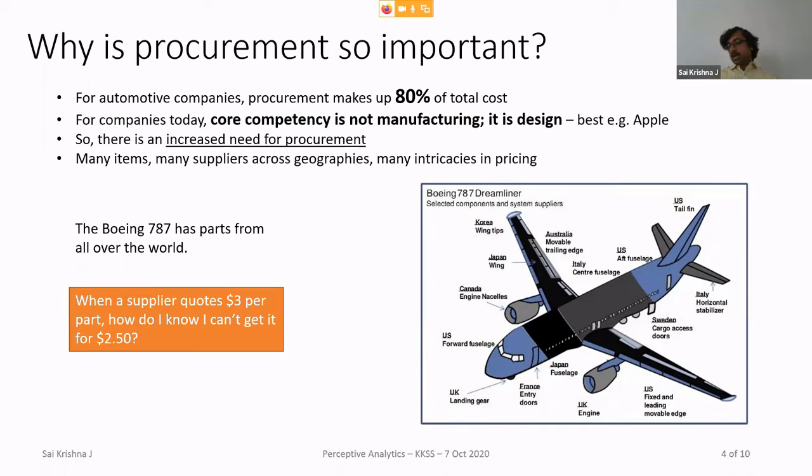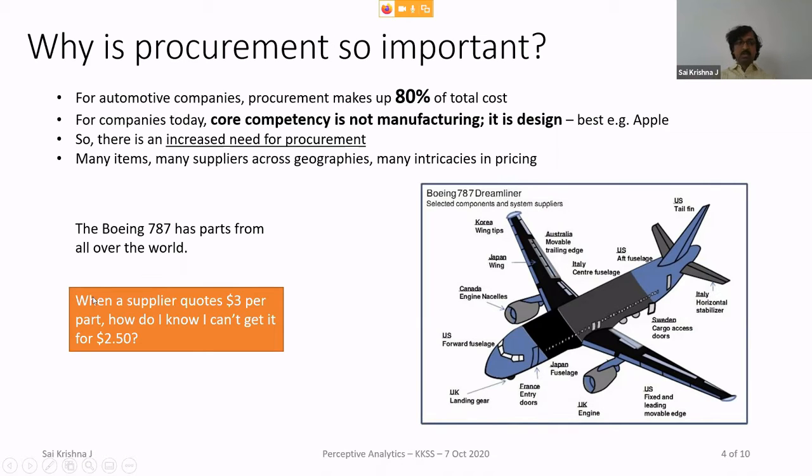So when I'm having to procure so many items from so many suppliers in so many countries, and when I'm procuring large quantities of items, I need to be very, very cautious about the price that I'm paying. Because again, if you see, for automotive companies, procurement makes up 80% of the total cost, which is a huge chunk of my P&L. So I have to be extremely careful when making my purchasing decisions.